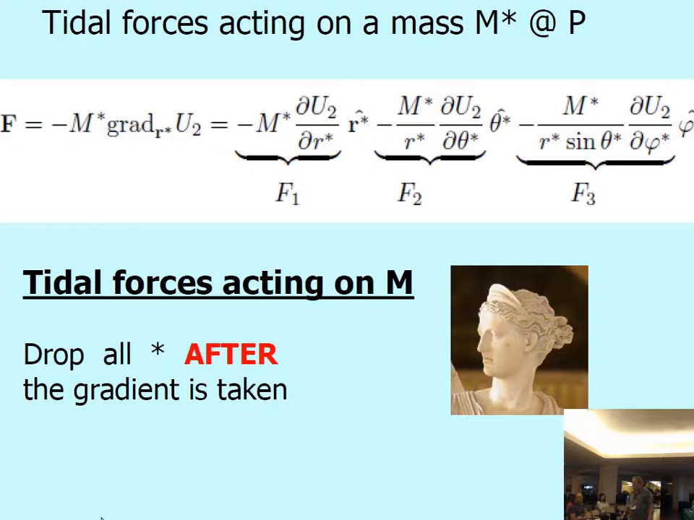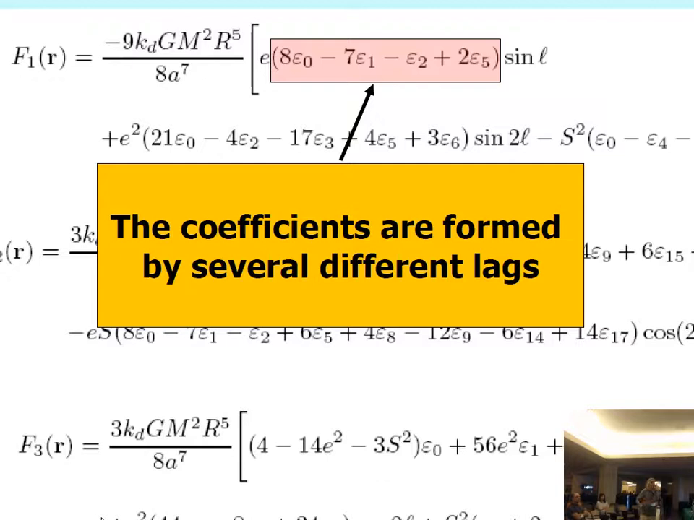But here are the forces. Big equations, much more ugly than the equations of Antonio. The equations are written there to show this. Look, let's take this first term, 8 epsilon 0, 7 epsilon 1, epsilon 2, epsilon 5.